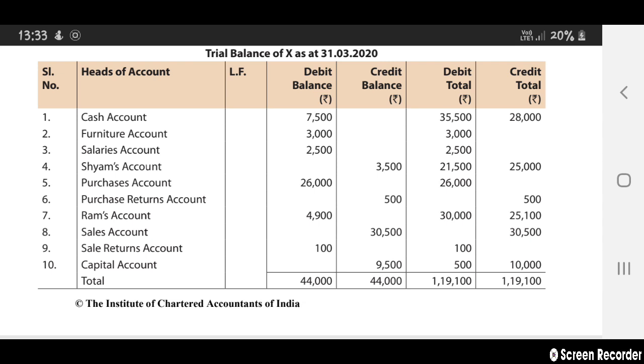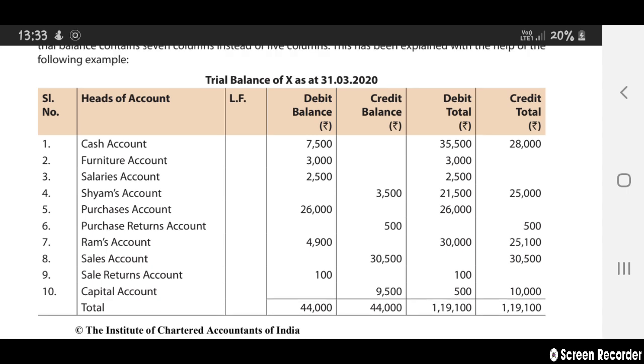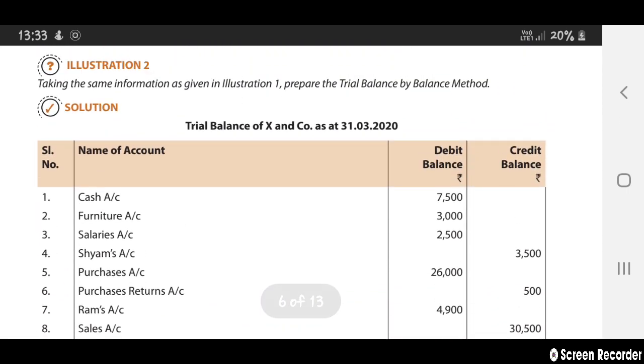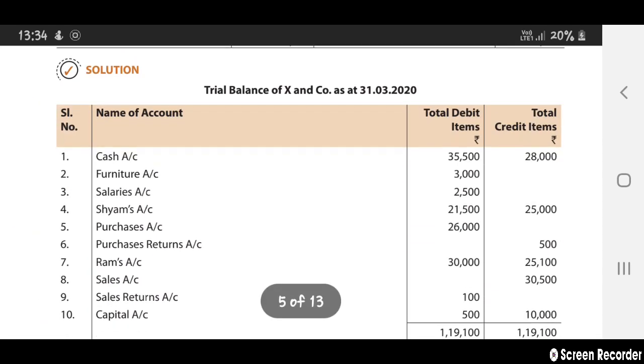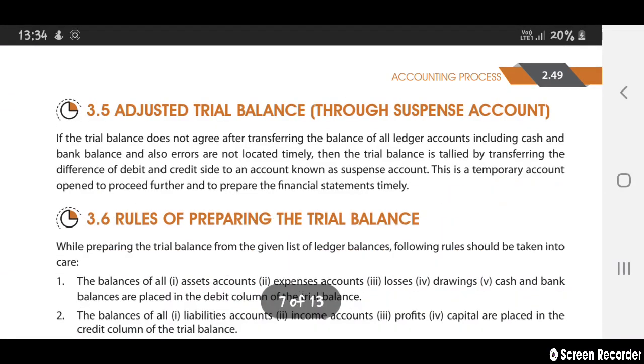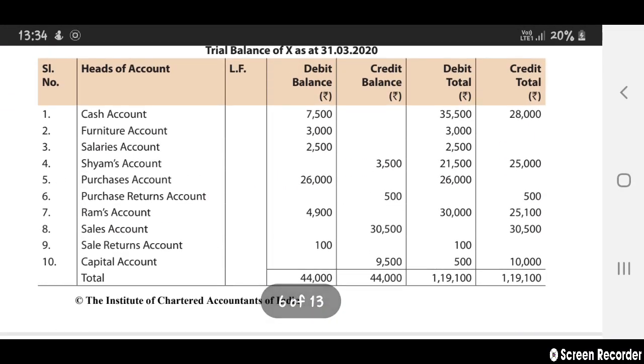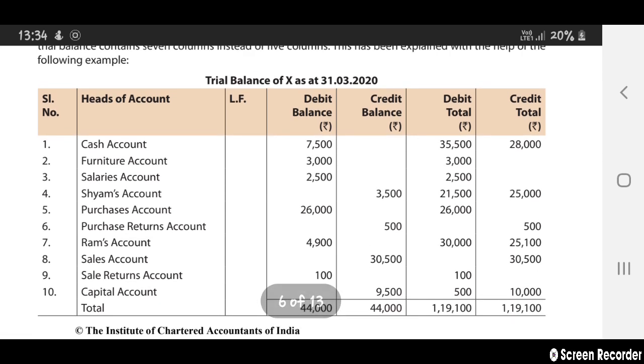Now, furniture account, debit balance they have given 3,000, credit balance none. And in the other, debit total. Okay, here see, that is the difference you have to understand. Here debit balance they are giving, and here you are working out the debit total. This is the difference you have to understand. They are asking for the balance in your account on one side, and they are giving the total amount you are getting from the other side.